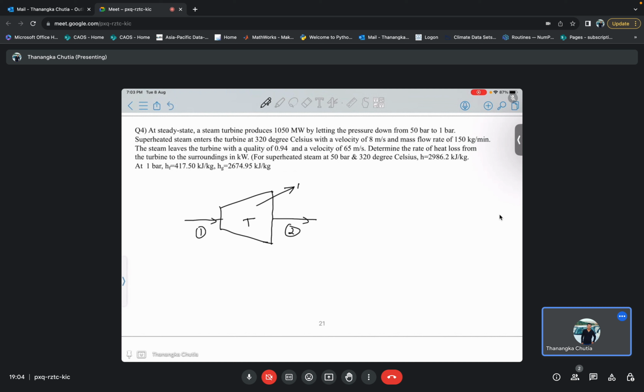So what it is telling is that the steam turbine produces some amount of work, W_T or W dot, which we have introduced. So basically we'll put this as 1050 megawatt. So W dot produced is 1050 megawatt, and P1 pressure is 50 bar and P2 pressure is 1 bar. Now what it is telling is that at this state 1, this is basically your superheated state.